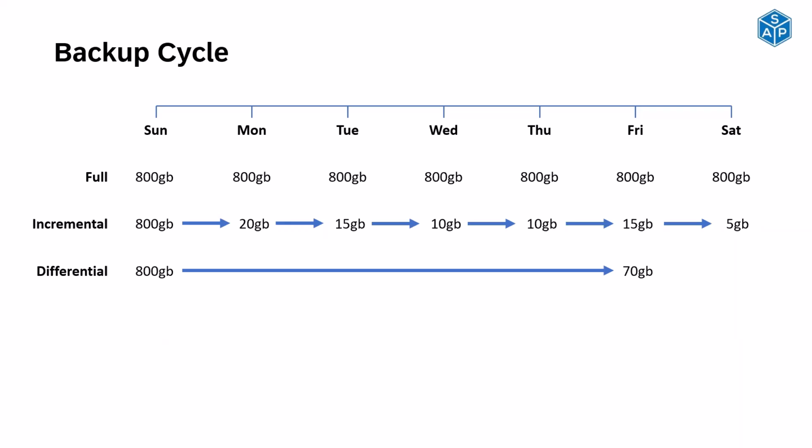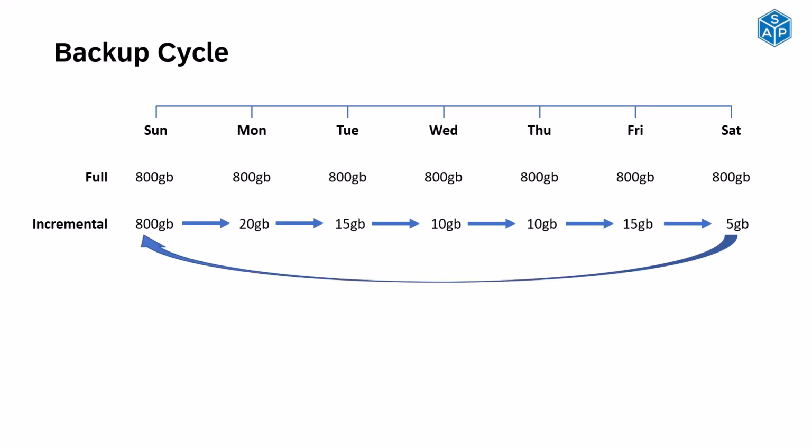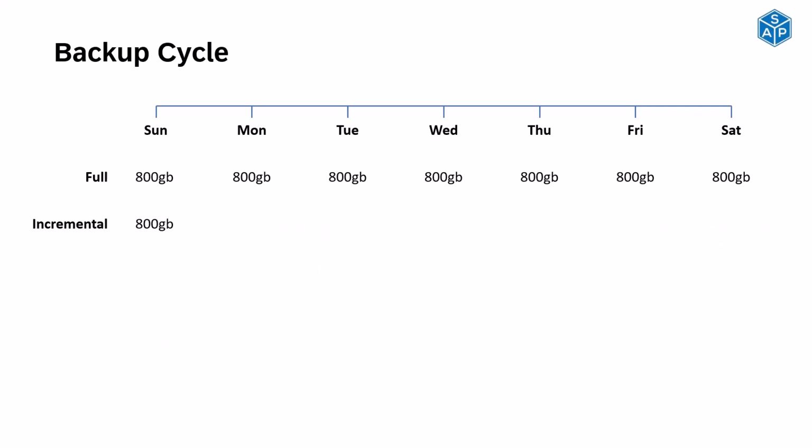Now suppose in this option over here, on Sunday I had a full backup, then Monday, Tuesday, Wednesday. On Wednesday, for example, the system crashes. So I will have to restore my Sunday's full backup and then Monday, Tuesday and Wednesday, 3 days of incremental backup. In this case, suppose I have lost my backup for Tuesday, the 15 GB backup was lost.